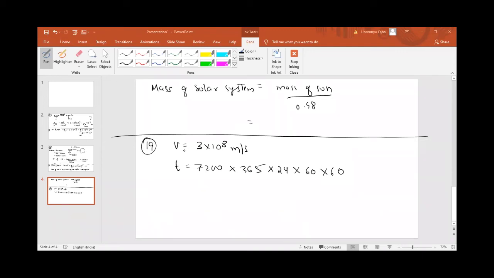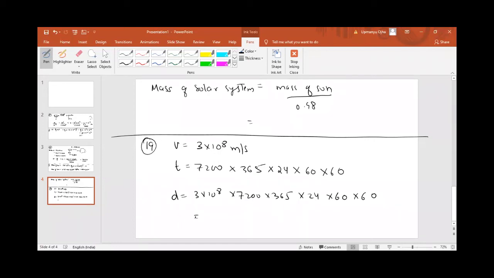Okay, the speed of the light is given to us, that is 3 into 10 to power 8 meter per second. Can you find the distance here? Distance would be equal to speed of the light, that is 3 into 10 to power 8, into this time taken, that is 7,200 years into 365 days into 24 hours into 60 minutes into 60 seconds. If you solve this, you'll get the answer.